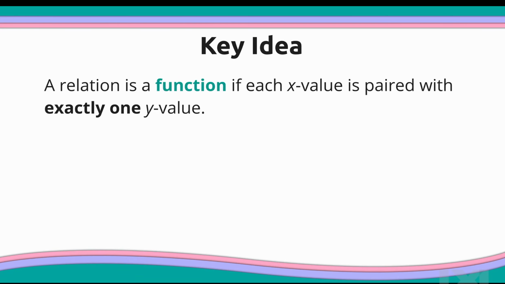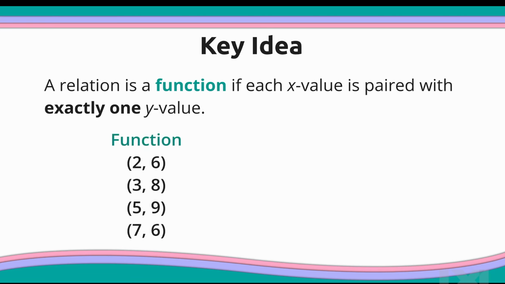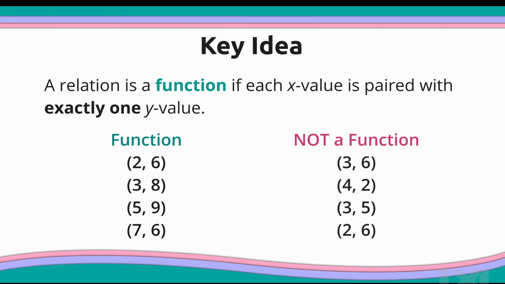A relation is a function if each x value is paired with exactly one y value. For example, this relation is a function because every x value is only paired with one y value. But this relation is not a function. Look at these two ordered pairs. The x value of 3 is paired with two y values, 6 and 5. That means it is not a function. Great! So for tables and lists of ordered pairs, we know how to tell if something is a function.